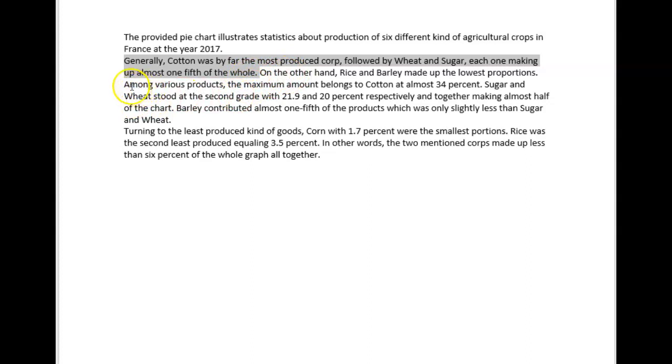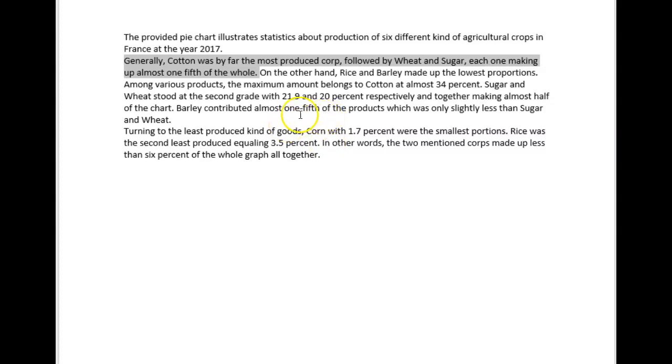Now here's where you probably should have started your new paragraph with "among." You talked about cotton, and then you gave detail for sugar and wheat, and that was fine. You also mentioned that it made up half the chart. You could have done some other sort of connections here. You could have said that together they made up more than cotton alone, or you also could have said that cotton made up 1/3 of the pie chart, which would have worked, because then you said that these two made up almost half. So you could have just developed a touch more.